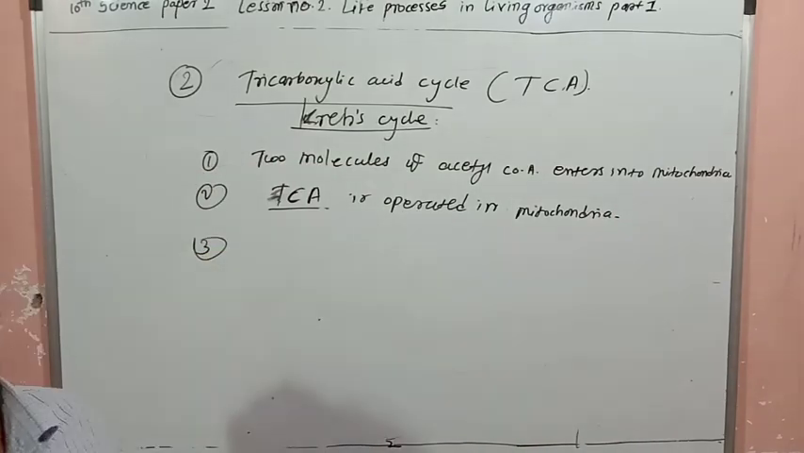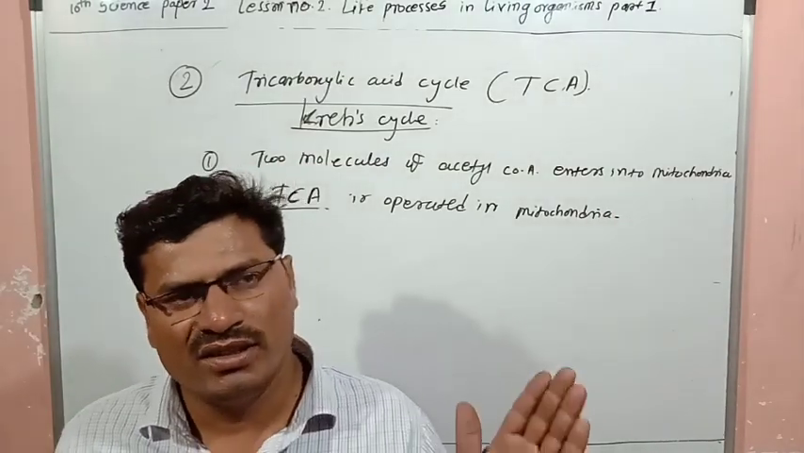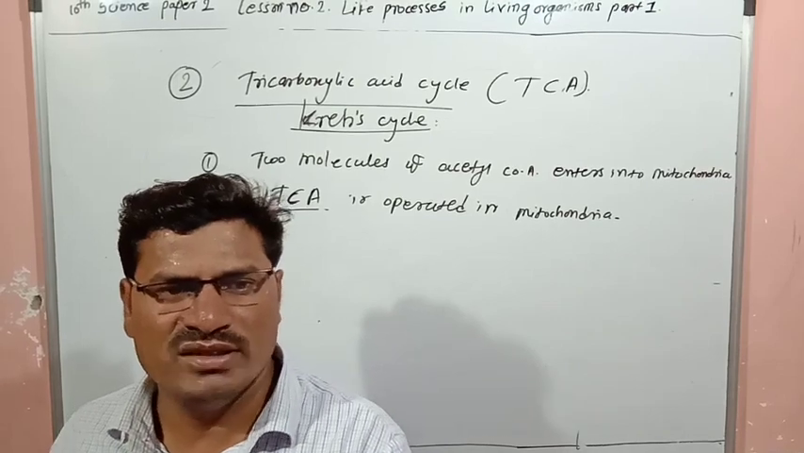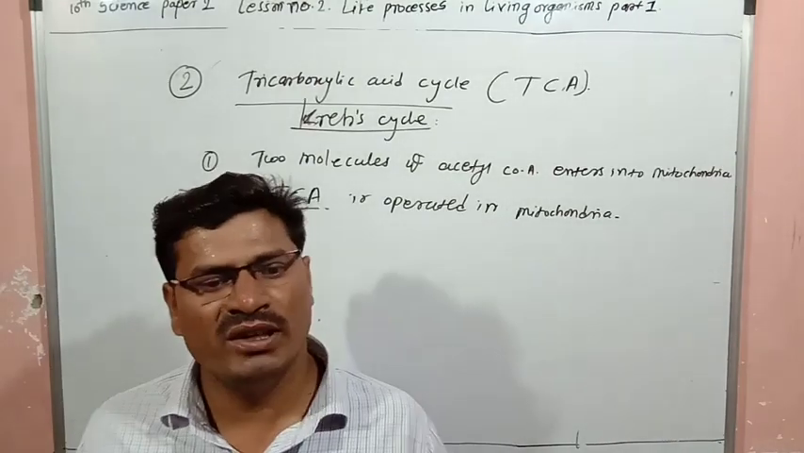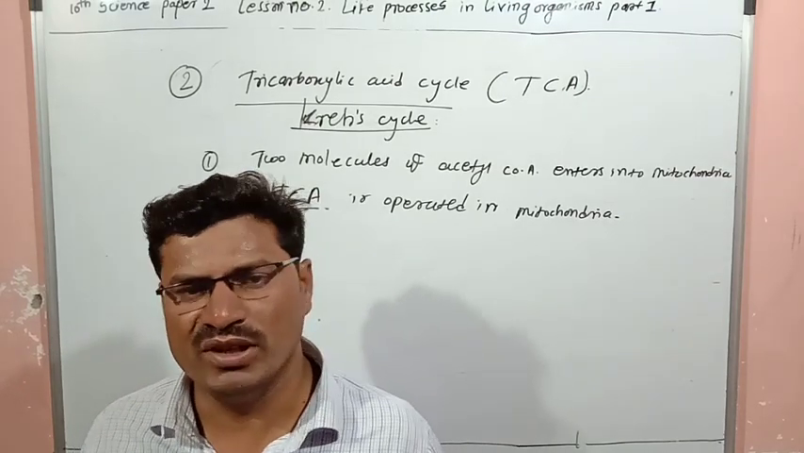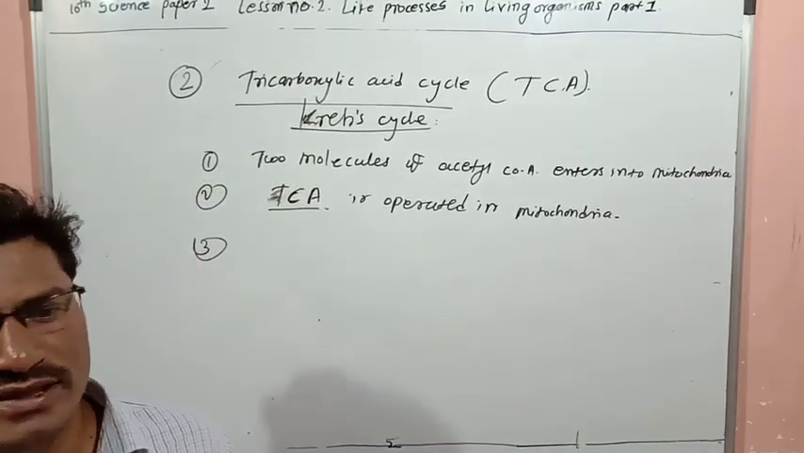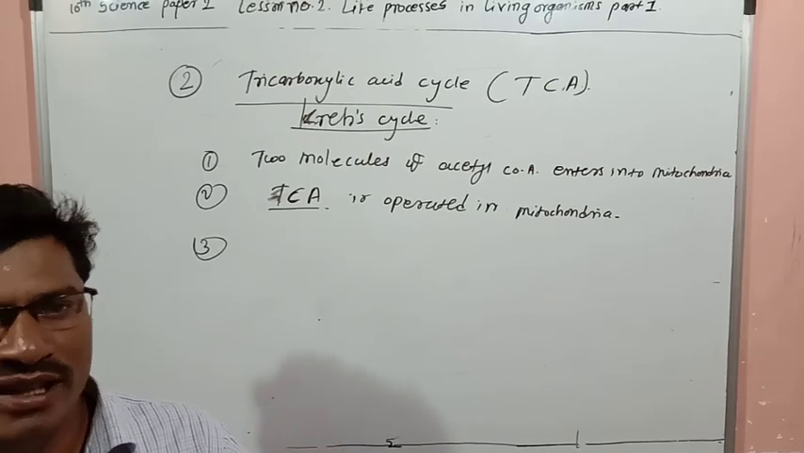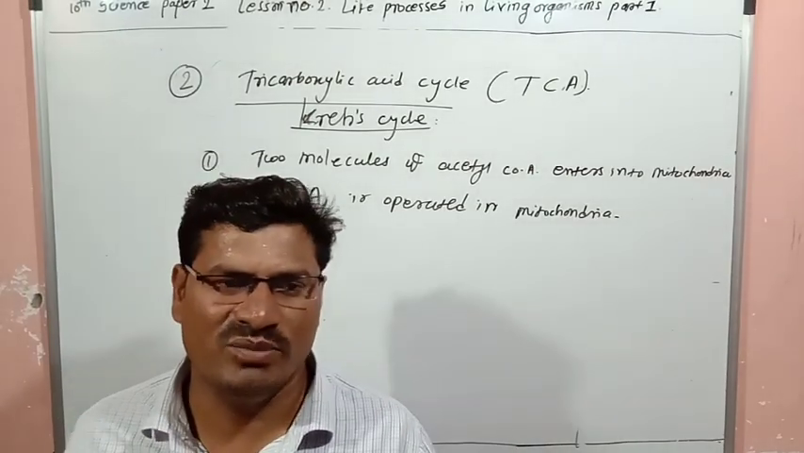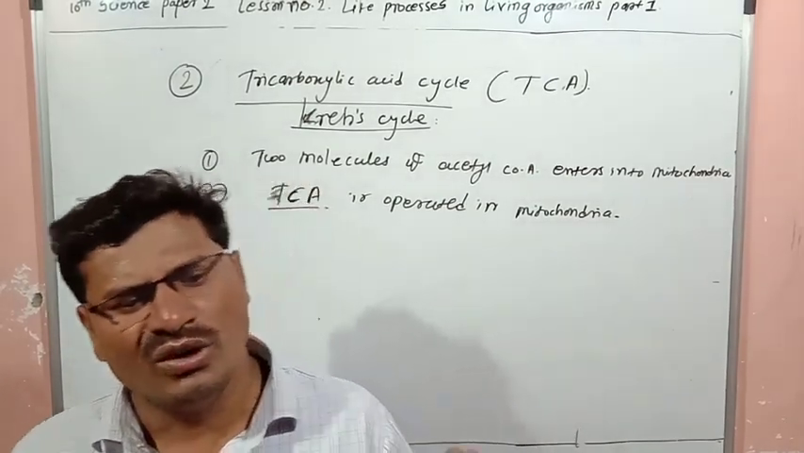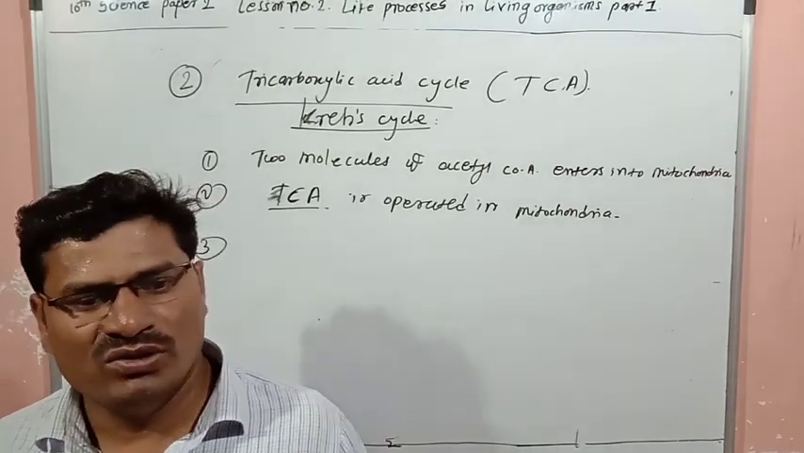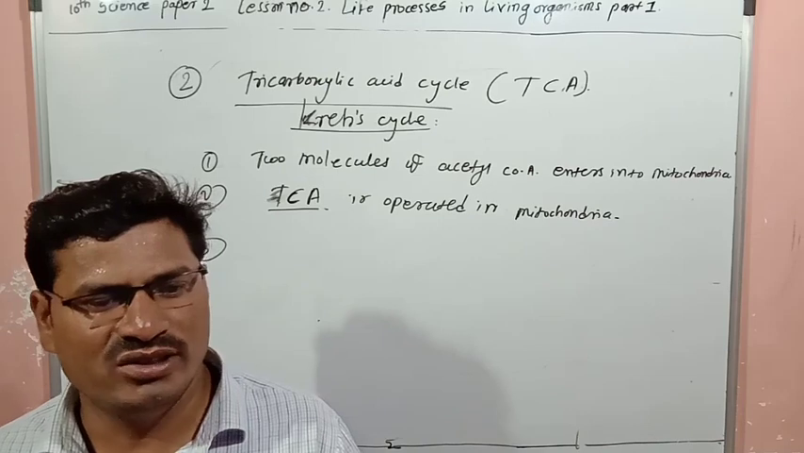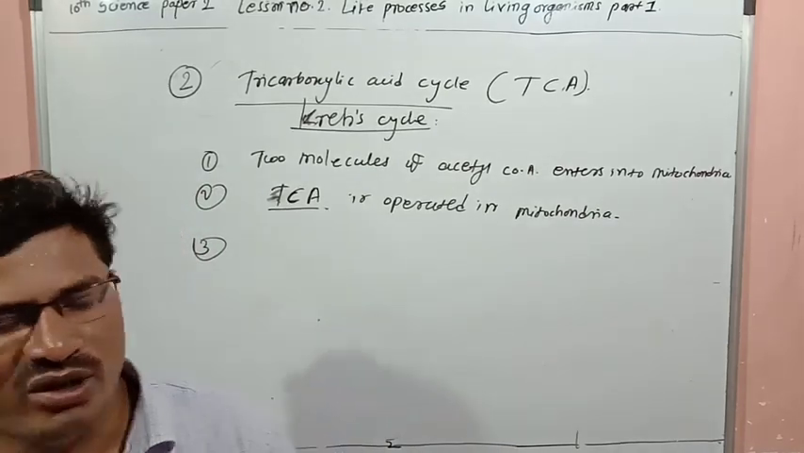The third point is that the acetyl part of coenzyme A is completely oxidized in the cyclic process, and from that, molecules of CO2, H2O, NADH2 and FADH2 are produced.